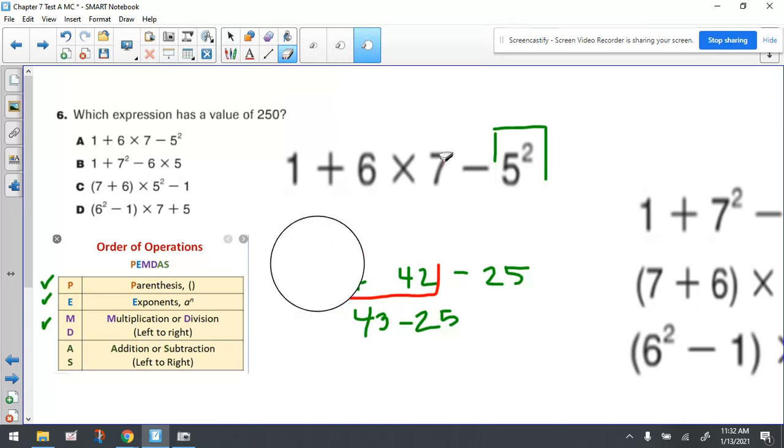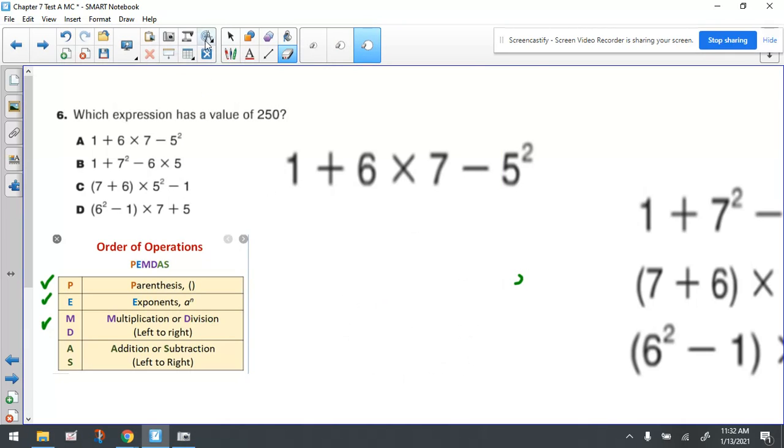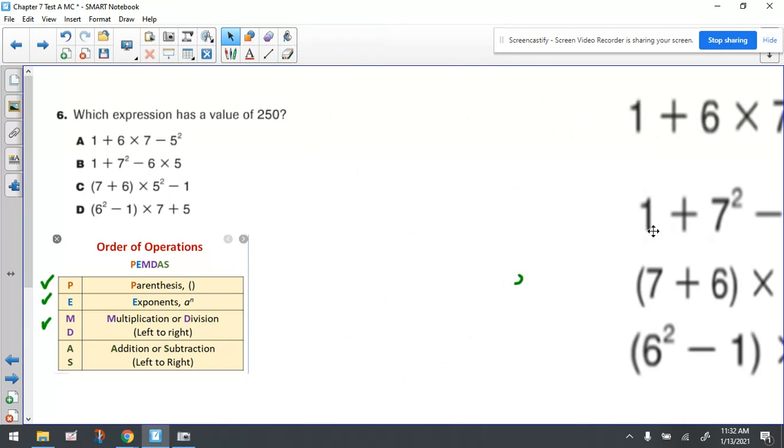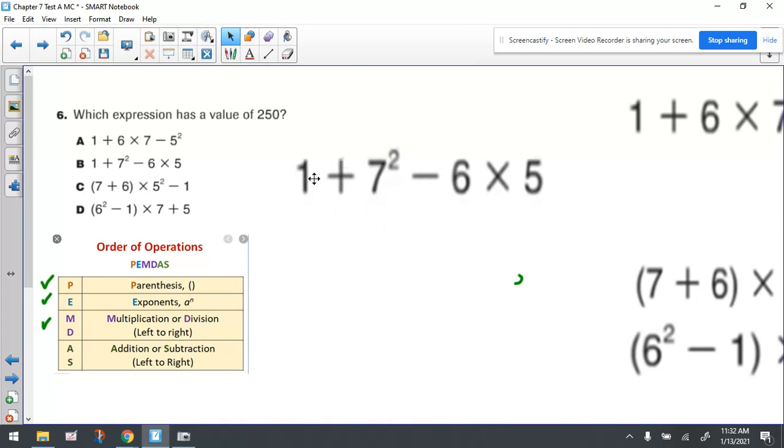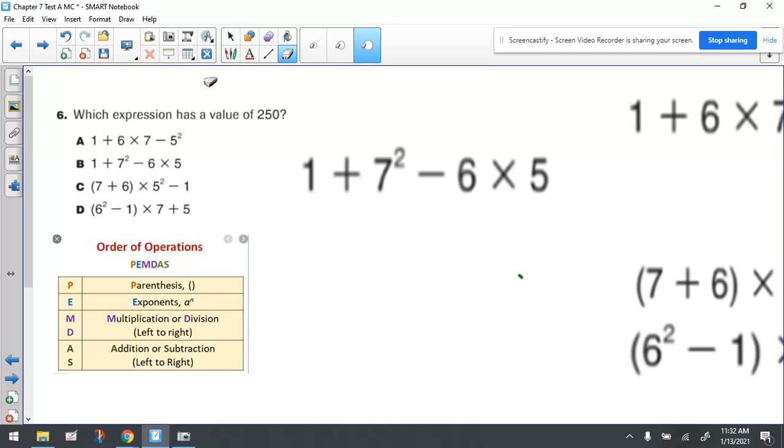So let's move on and try letter choice B. Let's move that out of the way and pull this over. This is letter choice B. So same thing, we're going to follow our order of operations. So what do we do first? We look for parentheses. We don't have any. So now let's move on to exponents. We have one right here. What's 7 squared? It doesn't mean 7 times 2. It's not 14. It would be 49.